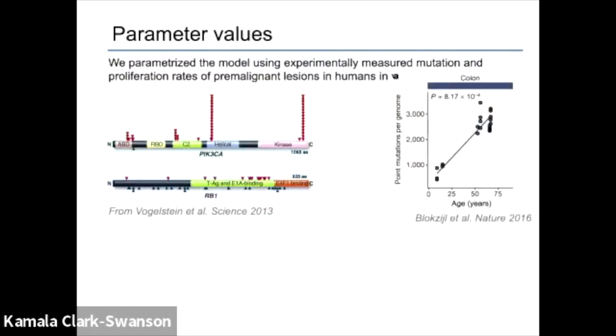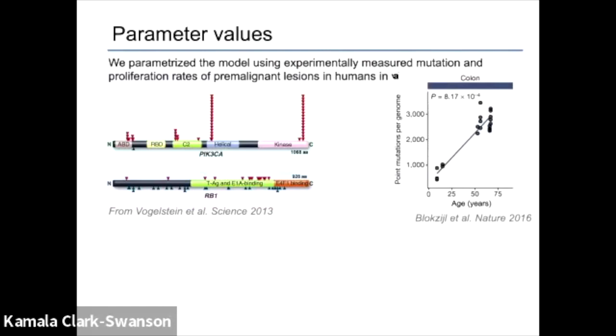So how do we parameterize it? We really tried hard to parameterize using data from patients or data that are relevant to patients. So the first thing that we needed to determine were the mutation rates. What are the rates at which you would go from one node to the next? What is the rate of activation of KRAS or inactivation of a single copy of the APC gene?